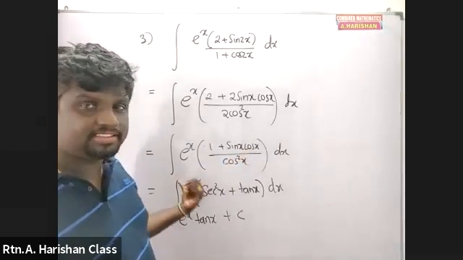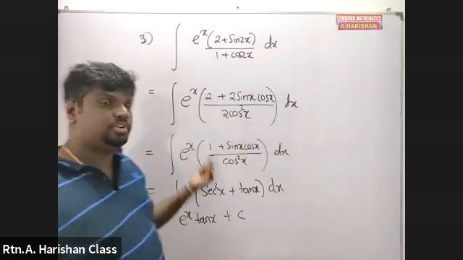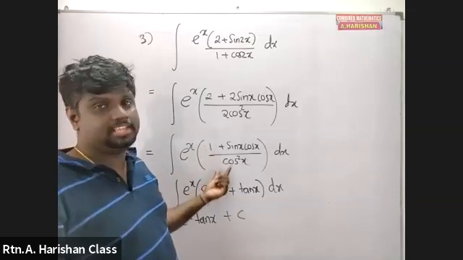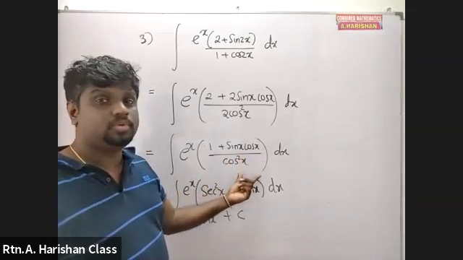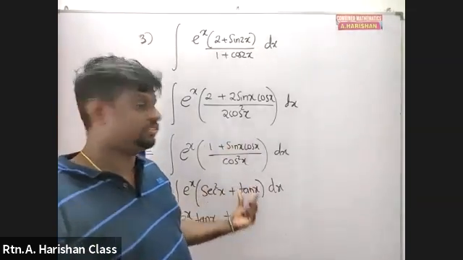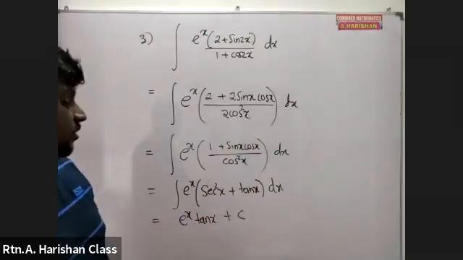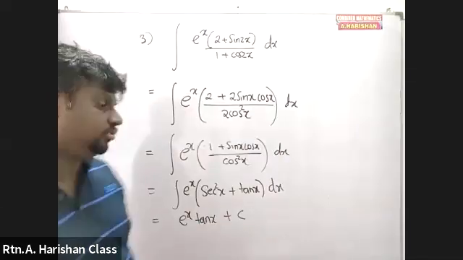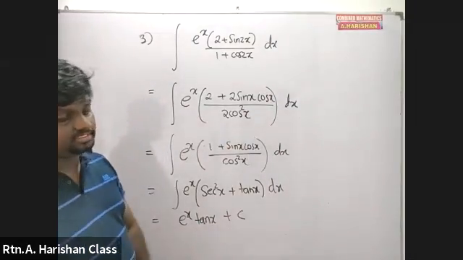So I didn't write that step here. But if you want, you can write 1 over cos square x plus sin x cos x over cos square x. So later this becomes sec square x. This is sin x over cos x, that is tan x. So you can write tan x plus sec square x also anyway. So this is the answer.